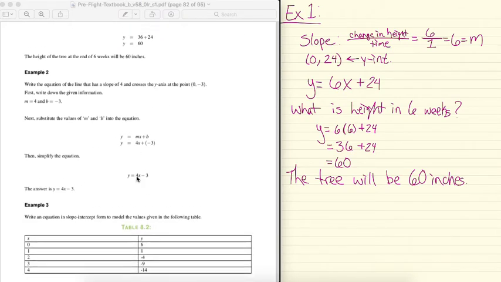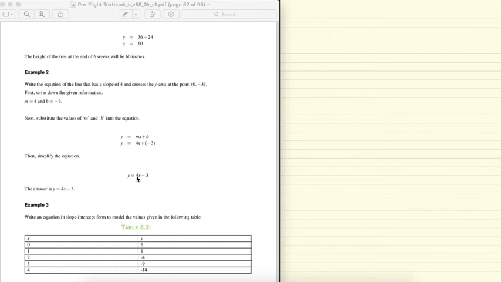Next, let's take a look at example 2. Example 2 says to write the equation of the line that has a slope of 4 and it crosses the y-axis at the point 0, -3. So it's telling us our y-intercept is -3. So it's giving us all the information we need to write an equation.